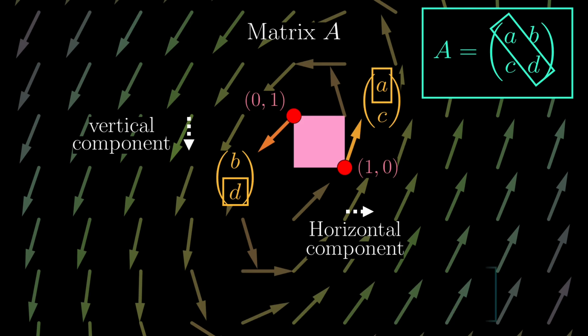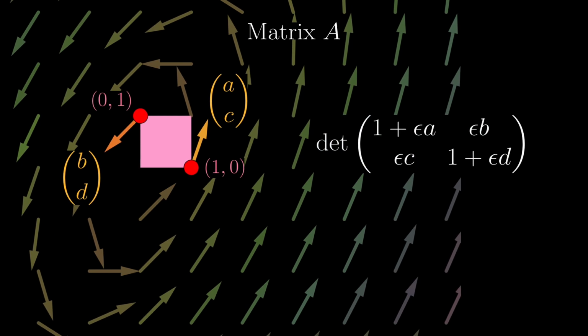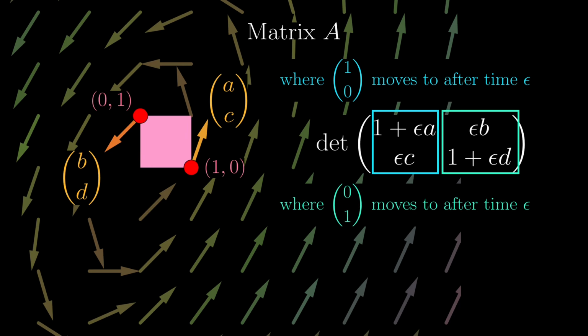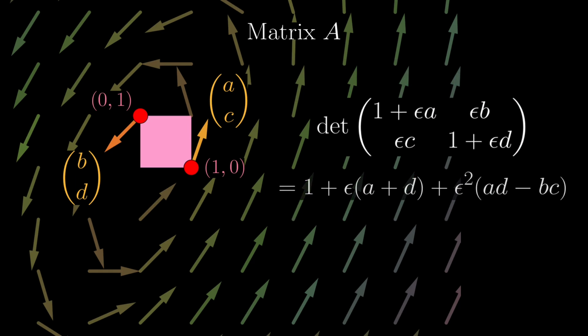Now, if you are not convinced by these horizontal component or vertical component arguments, all we are doing is computing the determinant of this slightly different matrix. The first column is where the point (1, 0) moves to after time epsilon with this velocity (a, c). Similarly, the second column is where the point (0, 1) moves to after time epsilon with the velocity (b, d). If you actually compute this determinant, then we see that this is really the rate of change of the area. That is also the trace.